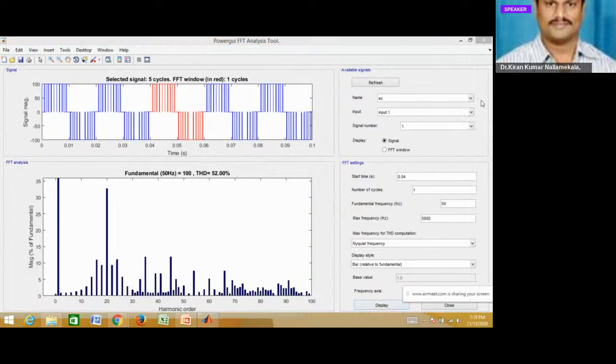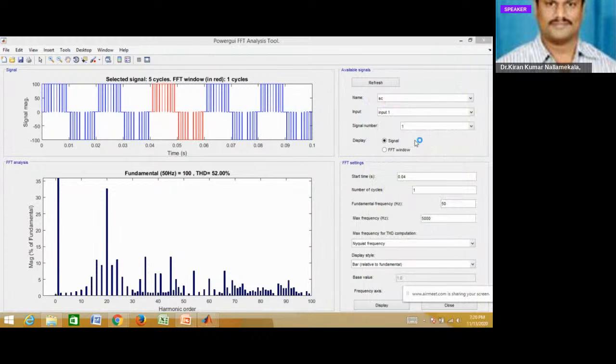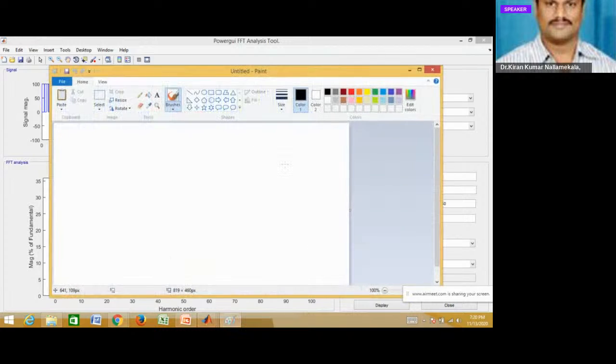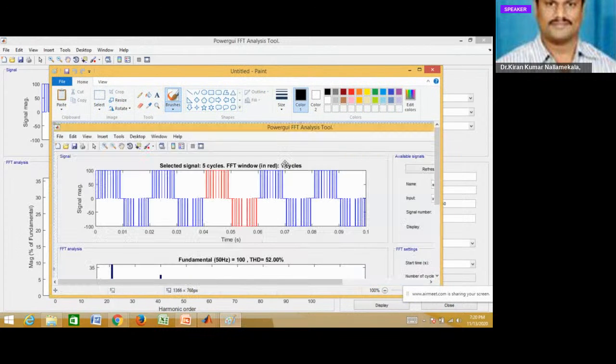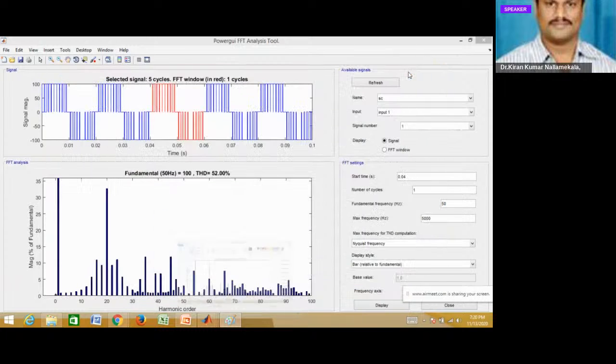Paint. I'll take paint. I'll paste here. Okay. Remember that all the harmonics are concentrated around 20th harmonic in this case.